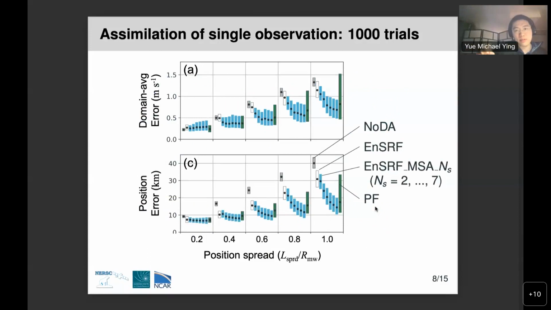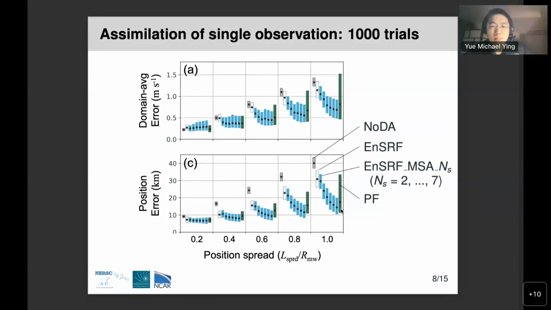So to stress test the method, I draw 1,000 random trials, including the location of the observation and the prior positioning of the vortex, and summarize the behavior of the errors, first domain average error and also position errors of this posterior ensemble. I'm showing no DA in the gray and the traditional EnKF in white. And the blue ones are the MSA method with increasing number of scales. And finally, the dark green one is the particle filter.